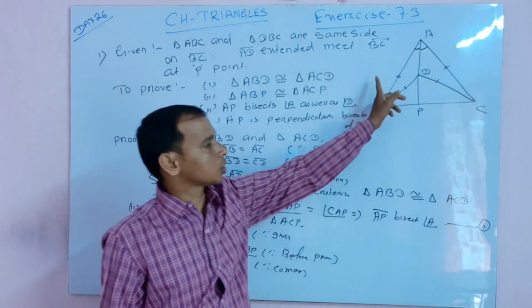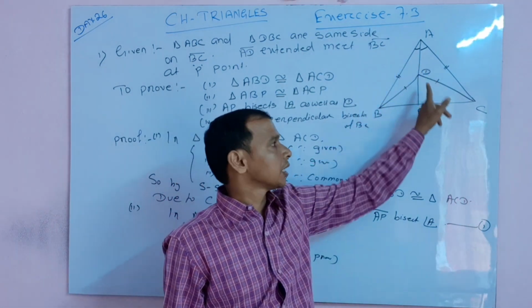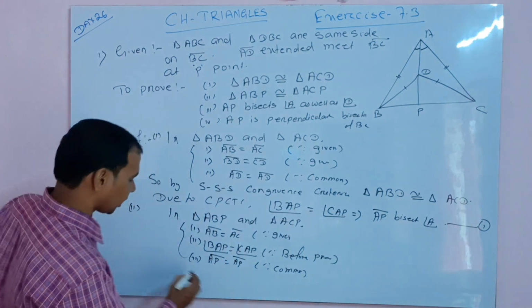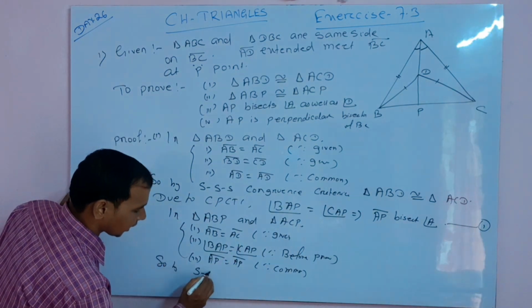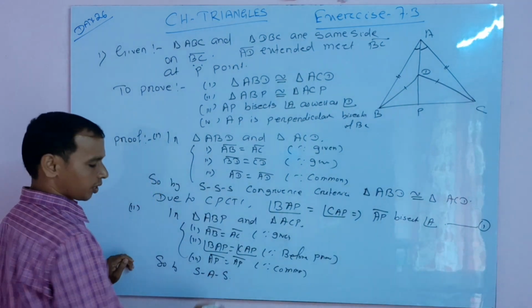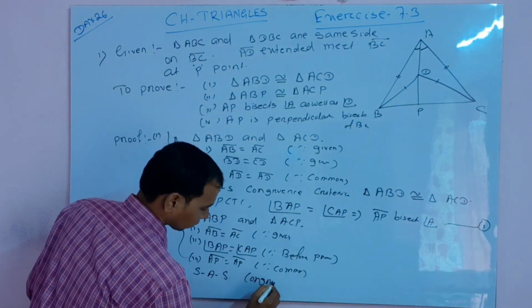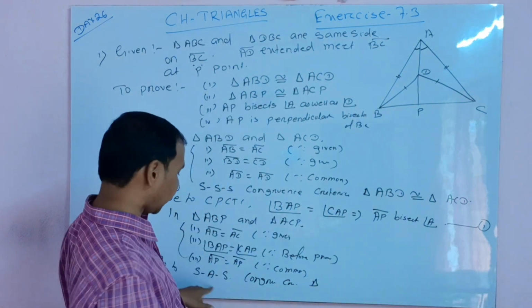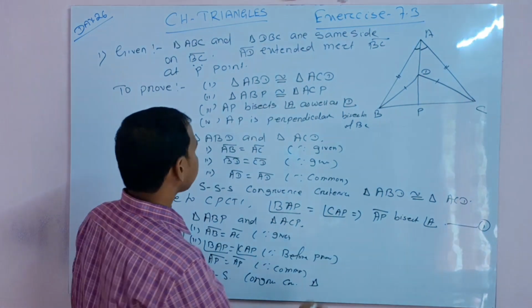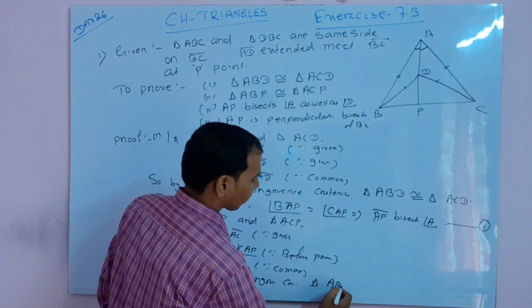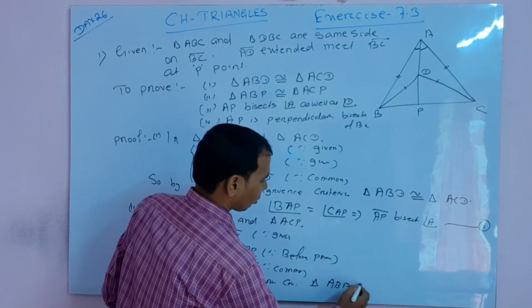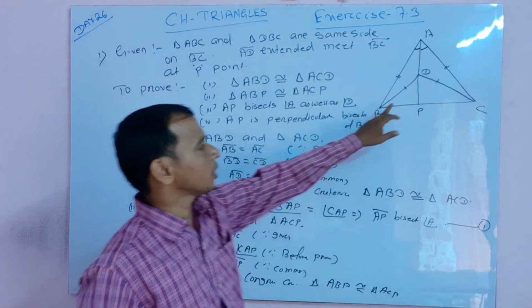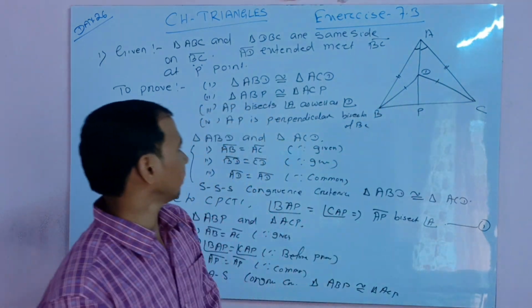Mark this one side, this one angle, this one side. So by side angle side congruence criteria, triangle ABP is congruent with triangle ACP.